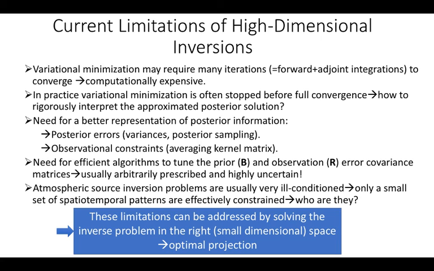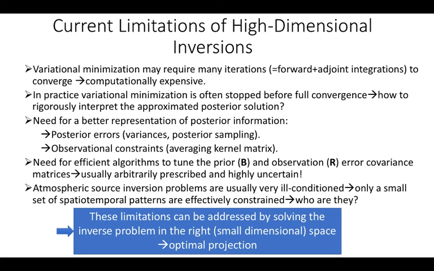Lastly, I'm going to also talk about the need for an efficient algorithm to tune the prior and the observation error covariance matrix in the system, which are actually very arbitrarily prescribed right now and so highly uncertain. So how can we deal with those problems?